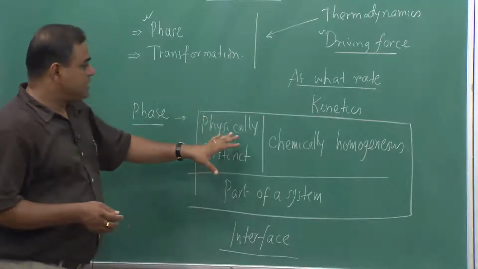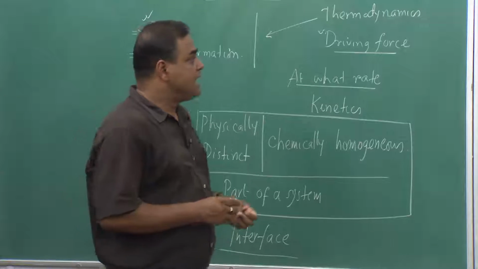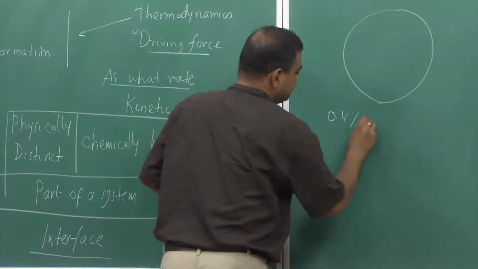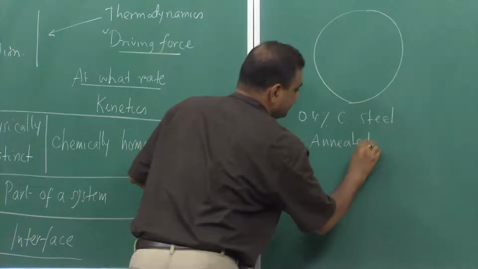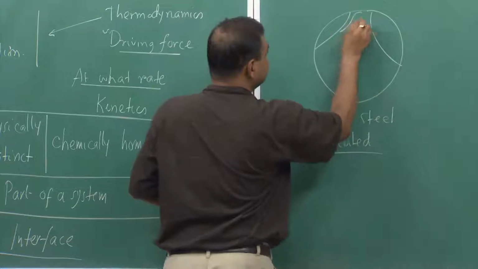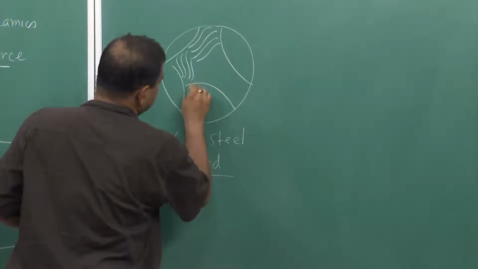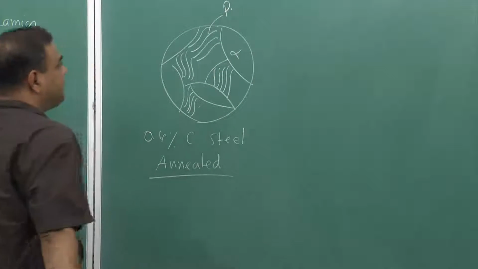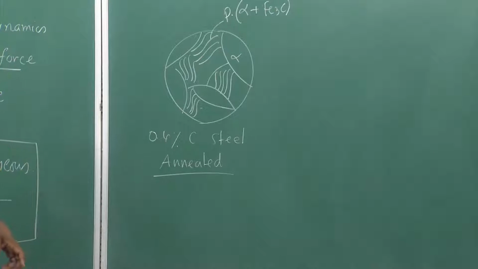Now, in order to appreciate this definition, let us take a small example, like a steel. In the steel, if we see a 0.4% carbon steel, and if it is a completely annealed structure, which means it is furnace cooled, then the structure would look like this: there would be grains, and at the same time there would be perlite. So this is alpha, this is perlite, and the perlite is also a mixture of ferrite plus Fe3C, which is cementite. Now, let us see which one is a phase.